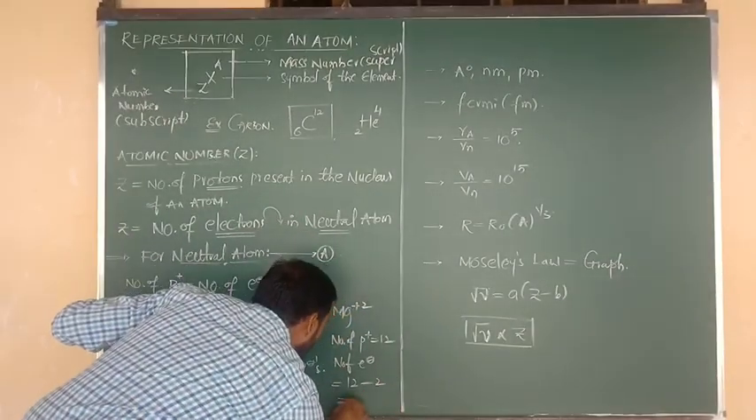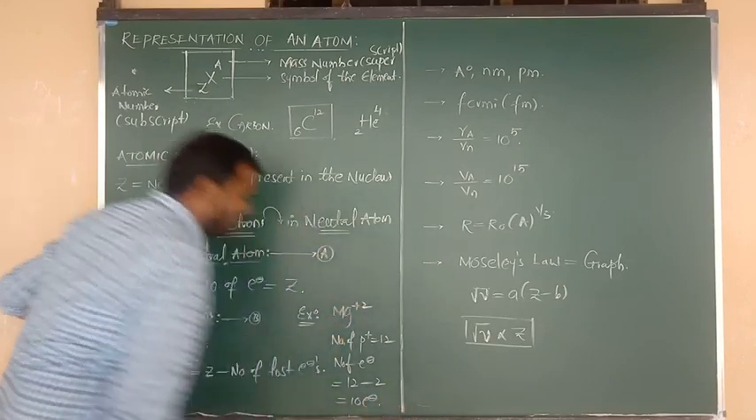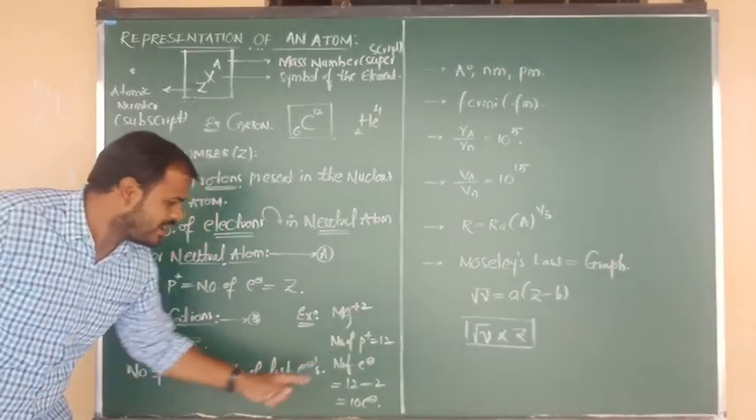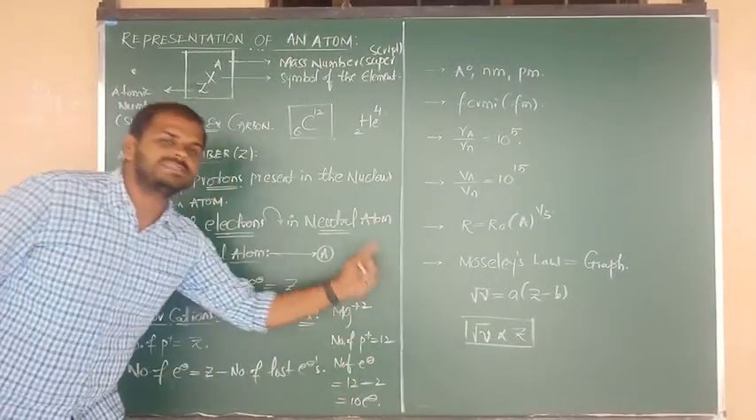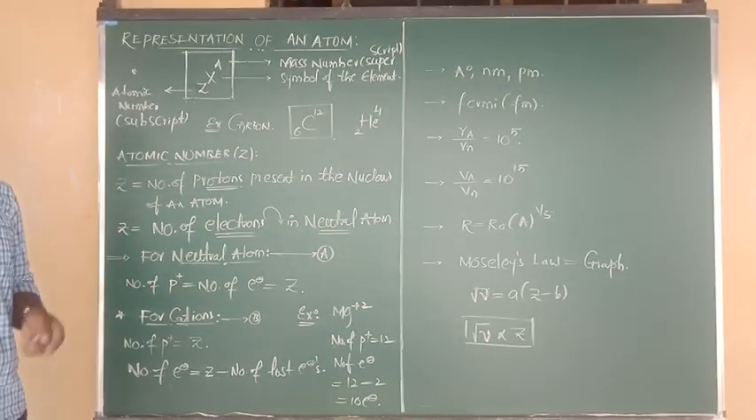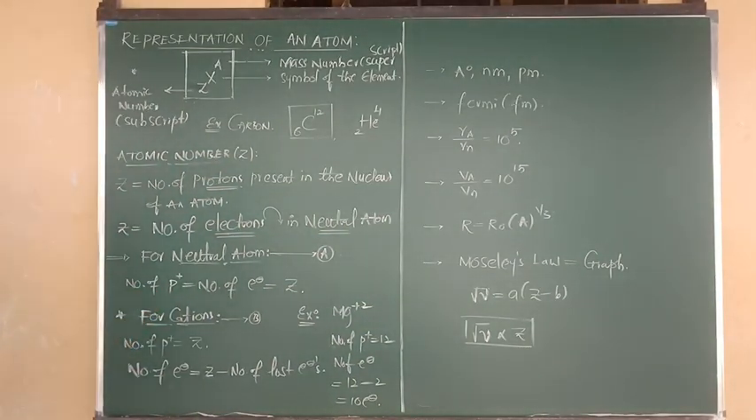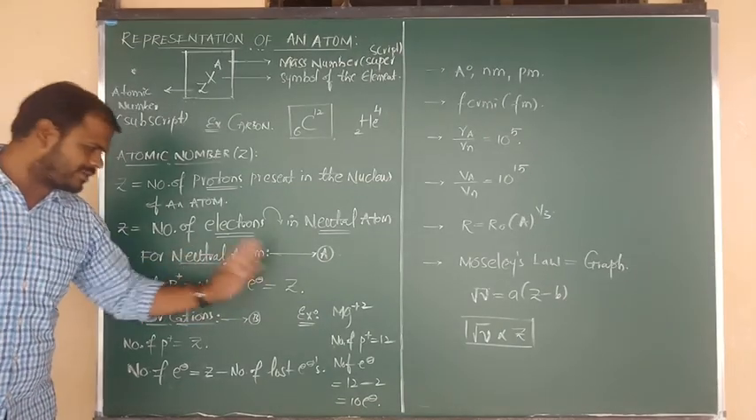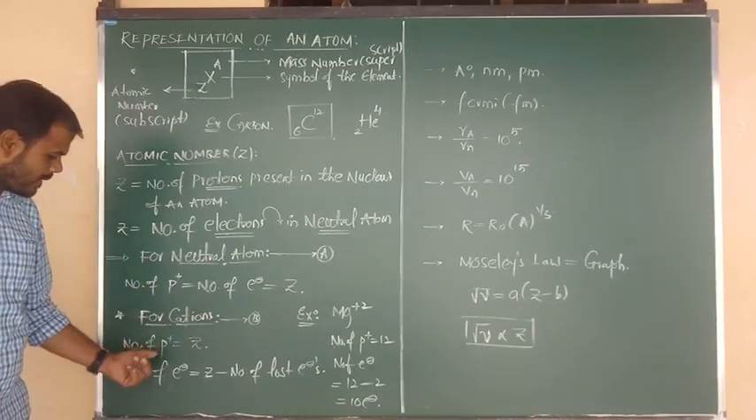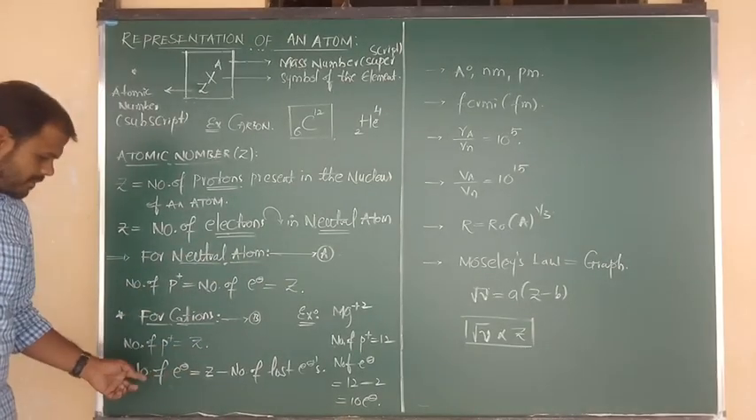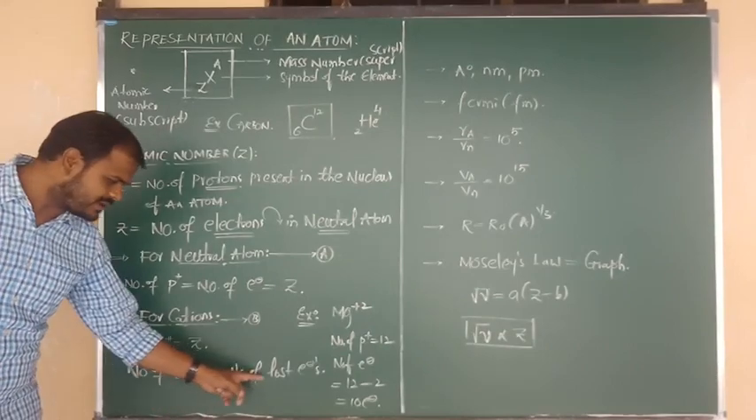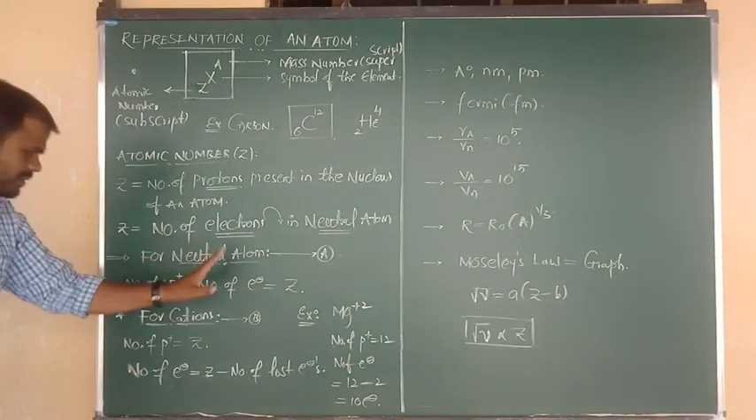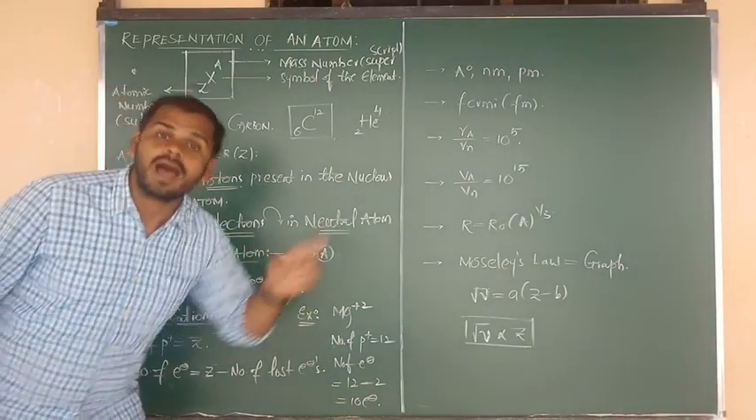So 12 minus 2, the answer is nothing but 10 electrons. In that manner, we can calculate the number of protons and number of electrons for cationic species. I hope you understand that information clearly. For a neutral atom, the number of protons and the number of electrons are both equal to the Z value. But in the case of cations, the number of protons is equal to Z, and the number of electrons is equal to the Z value minus the number of lost electrons, means atomic number minus number of lost electrons. That is for neutral atom and for cation. Now, for anions.